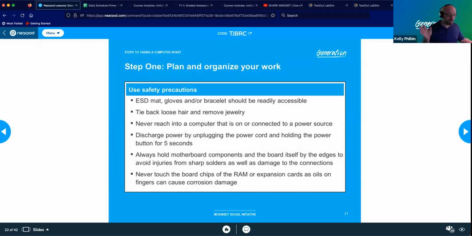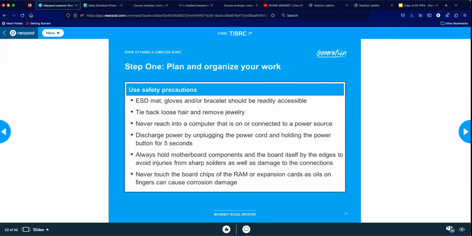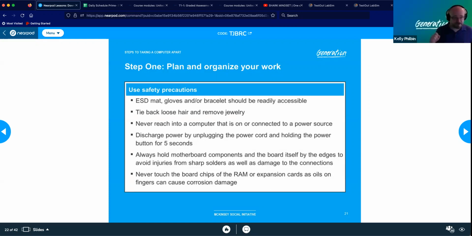Can anybody tell me one component that we never mess with because it could be dangerous to operate on? Power supply. Excellent. Is there ever an instance where we're going to open the case on a power supply? No. It's just a field replaceable unit. Yep. Thank you, Brendan. So field replaceable, you just swap it out. We don't open it up. We're not electricians. That's not our goal.